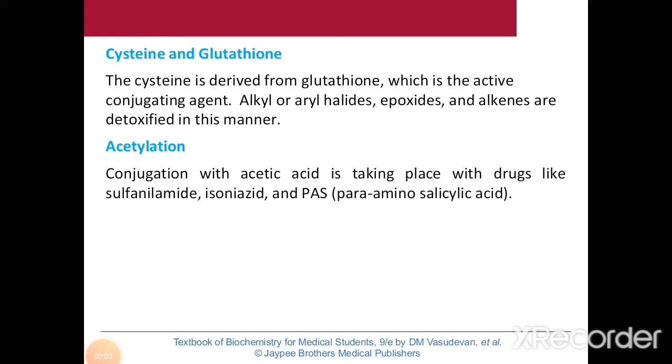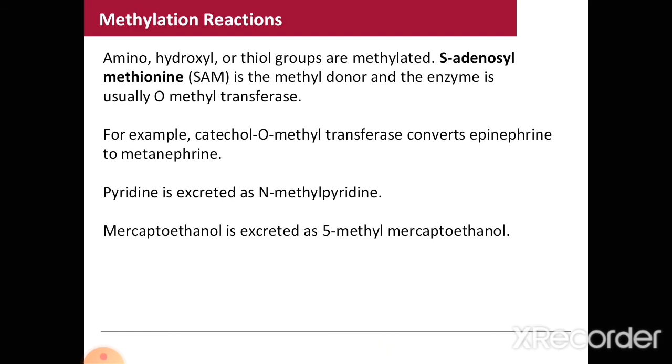Cysteine is derived from glutathione. It is also an active conjugating agent. Then conjugation with acetic acid takes place with drugs like sulfanilamide. Then a few xenobiotics are subjected to methylation for their excretion. Here S-adenosyl methionine acts as the methyl donor.